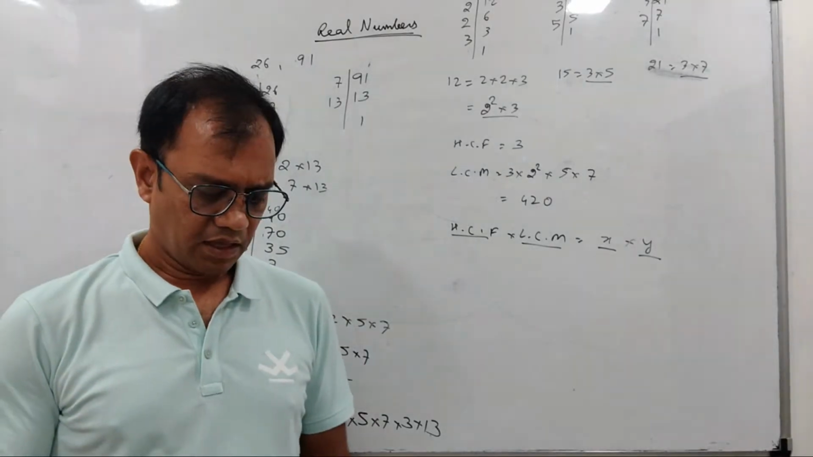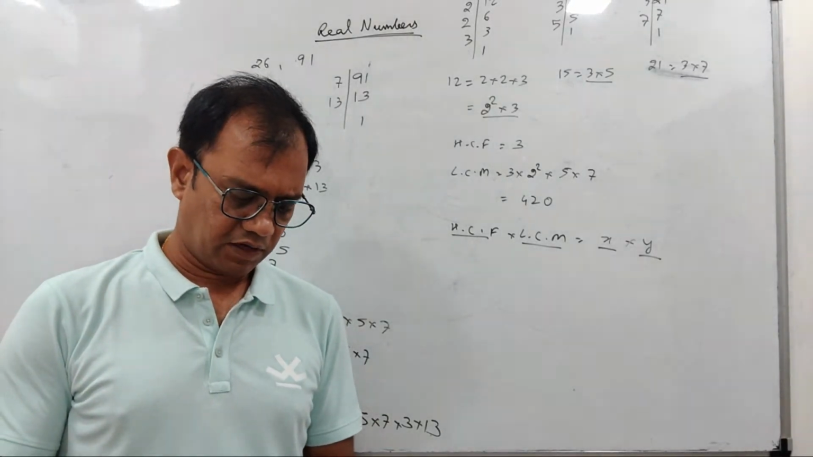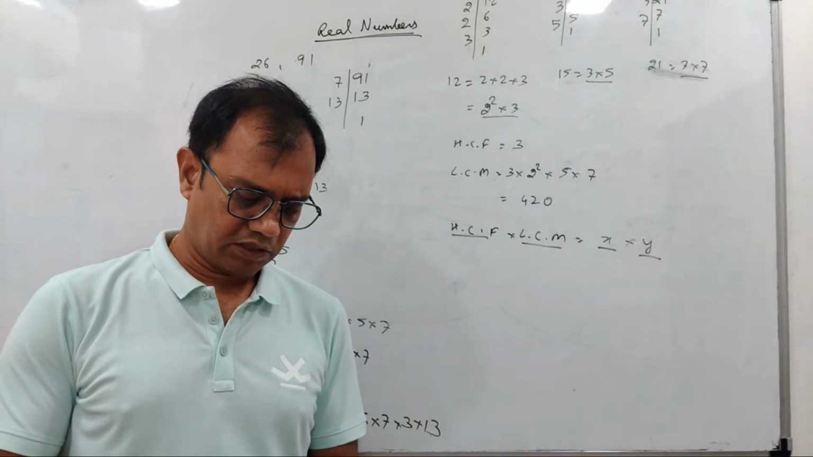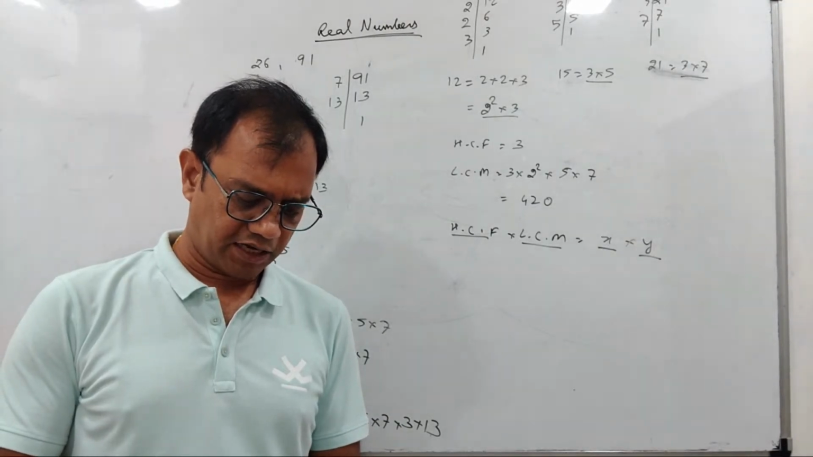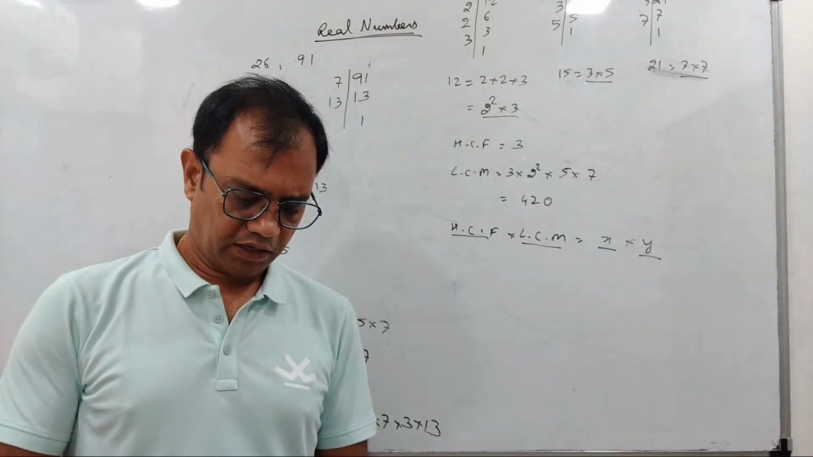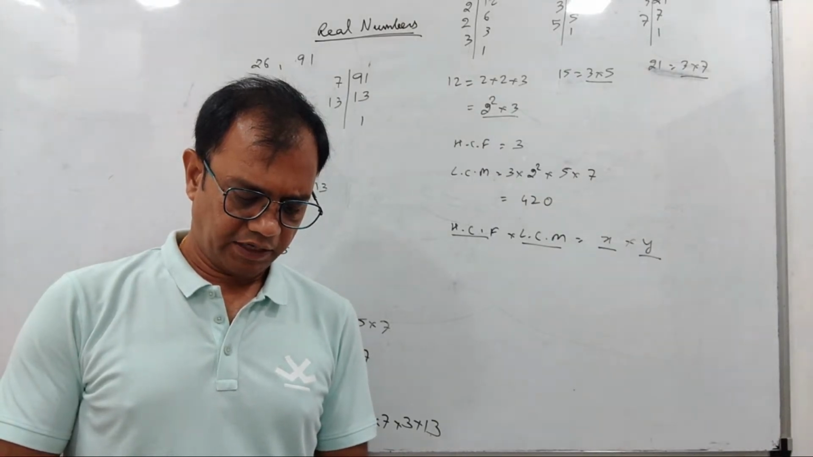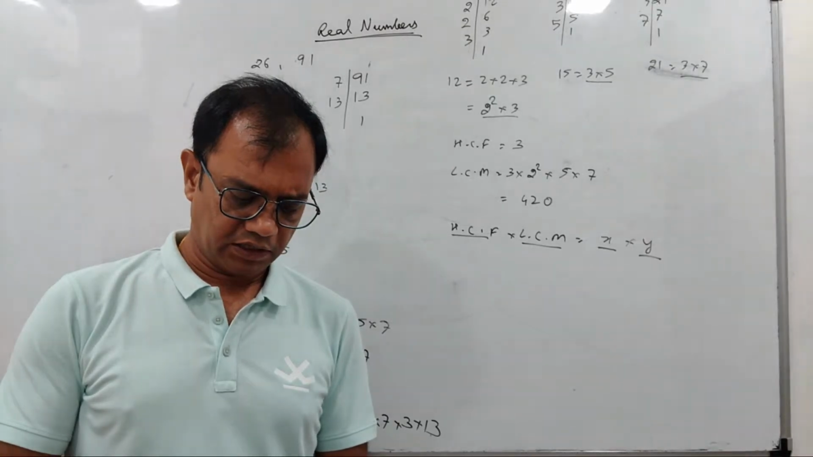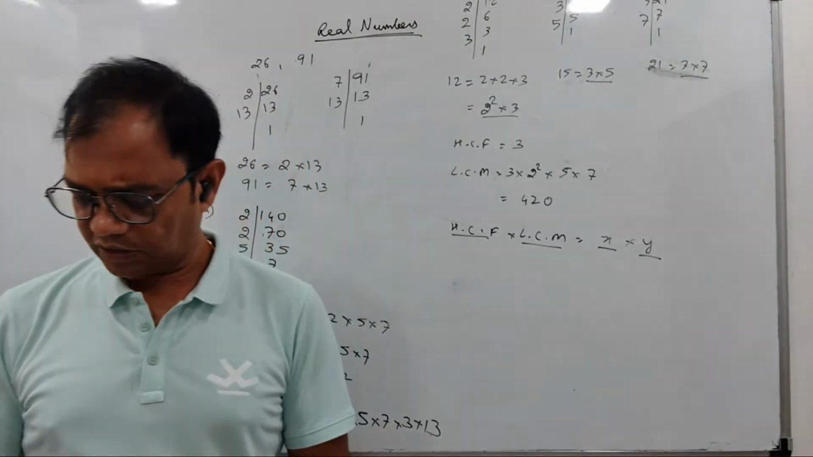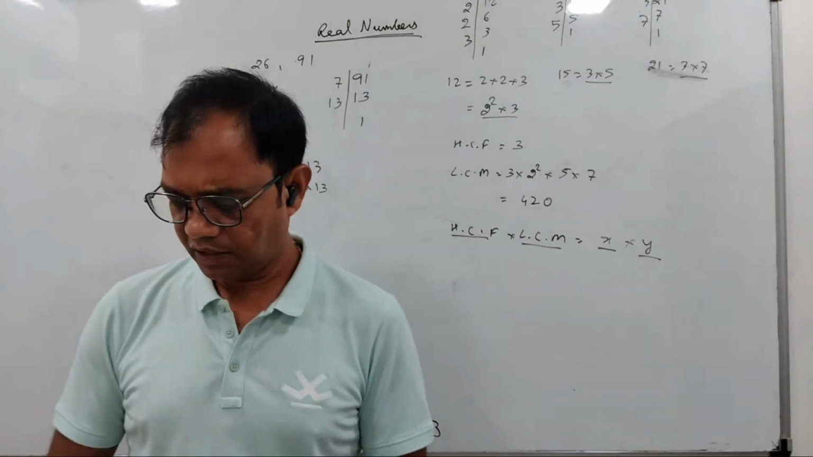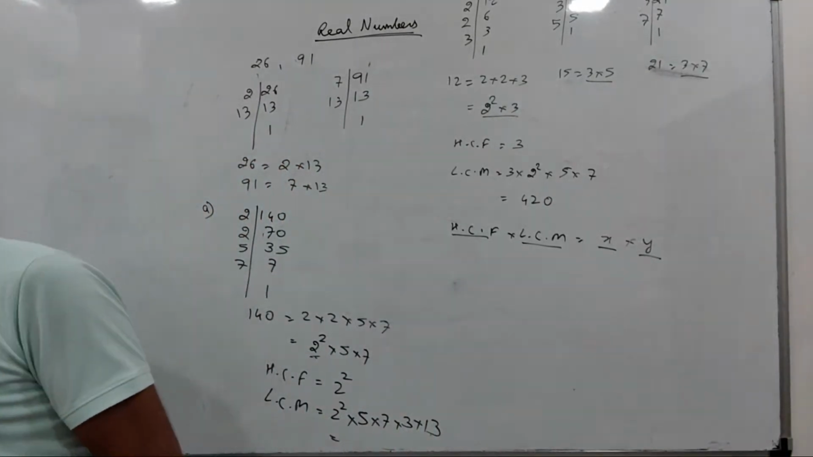So let's say the product of the numbers is given, or the numbers are given and HCF is directly given. You can find out the LCM from there. Or if the data given is that the numbers are given and LCM is given, we can directly find out the HCF.